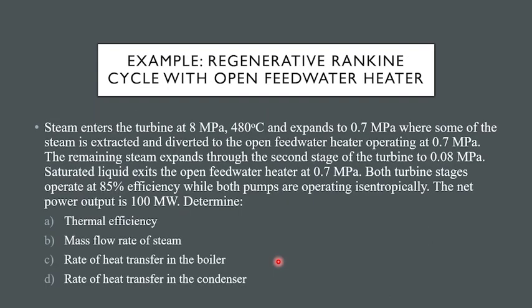Let's try to solve an example. We have a regenerative Rankine cycle with an open feed water heater. Steam enters the turbine at 8 megapascals, 480 degrees Celsius, and expands to 0.7 megapascals, where some of the steam is extracted and diverted to the open feed water heater operating at 0.7 megapascals. The remaining steam expands through the second stage of the turbine to 0.08 megapascals.